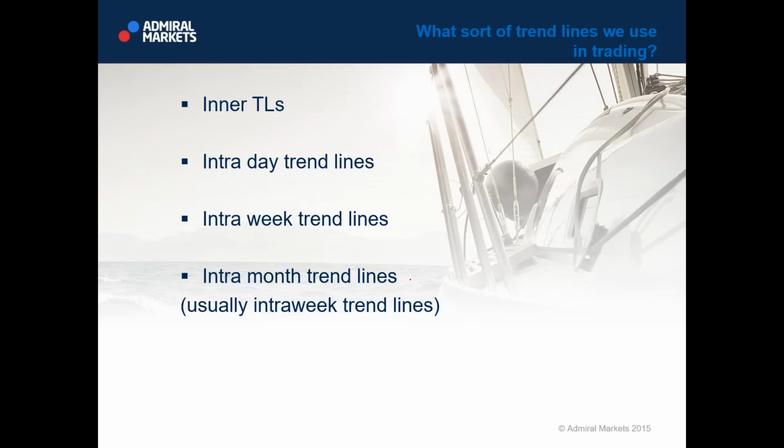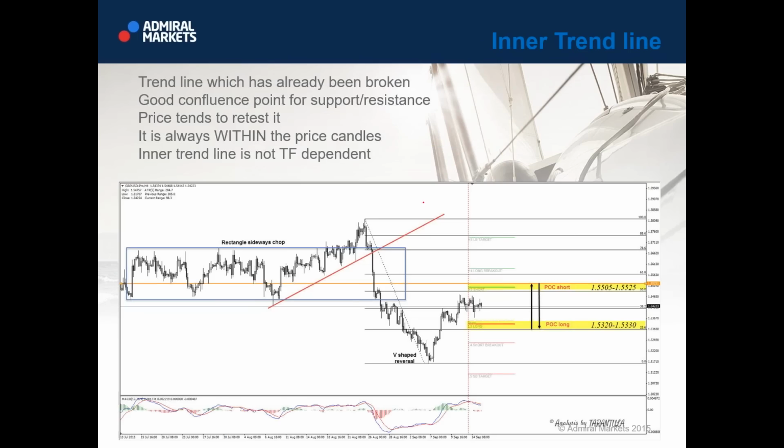What sort of trend lines do we use in trading? We use inner trend lines, intraday trend lines, intra-week trend lines, and sometimes intra-month. But usually when we have price action which is longer than 28 days, then we are referring to it as intra-month. But actually those are intra-week trend lines which have a bigger price movement. Okay, I can say it's better to say longer price movement than 28 days. We will learn about that in time.